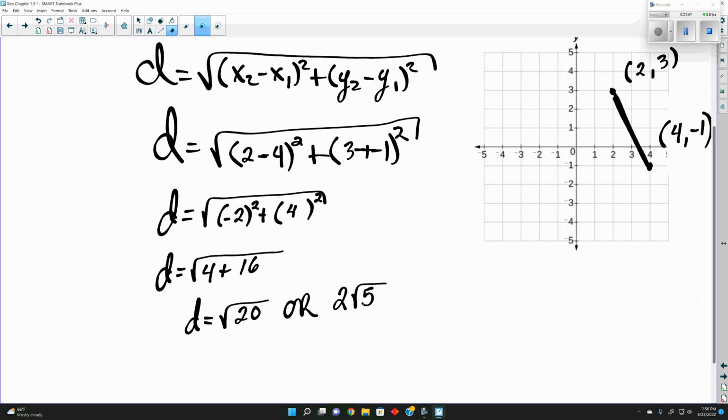I'll take either one. But again, if you type it into the calculator, it's just going to tell you 2 square root of 5. And that's it.